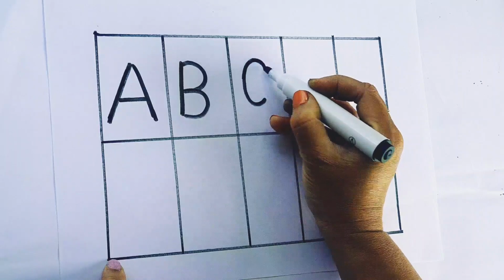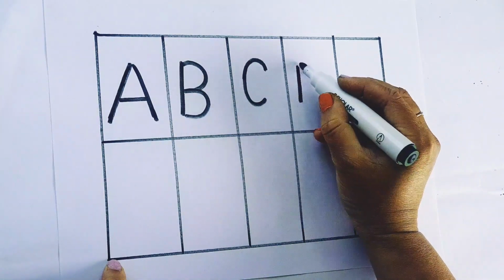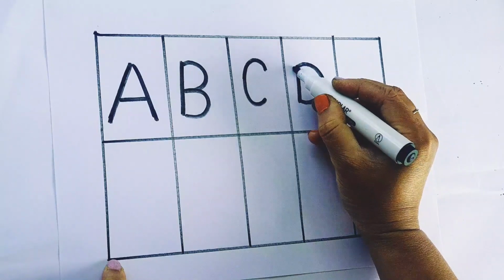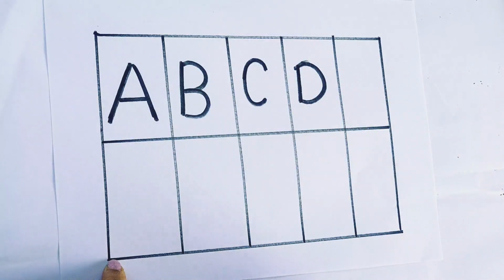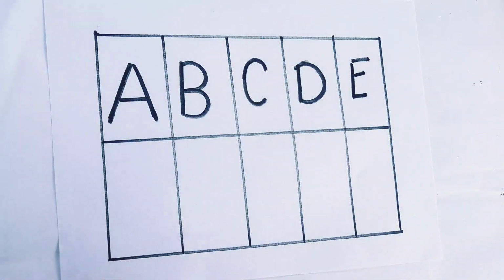C. C for cherry. C for carrot. D. D for donut. D for dragon fruits. E. E for eggplant. E for egg.